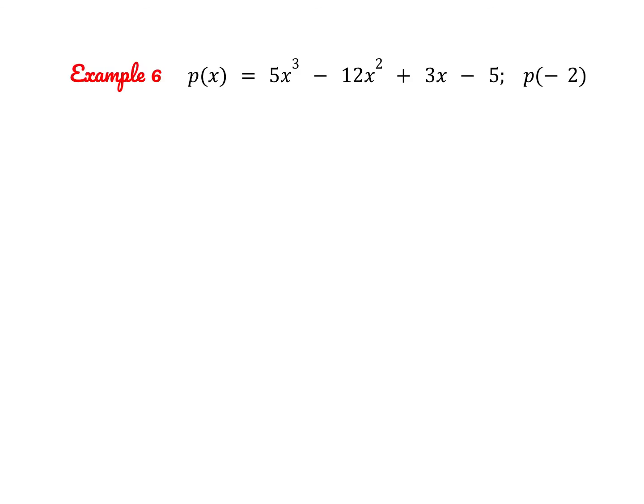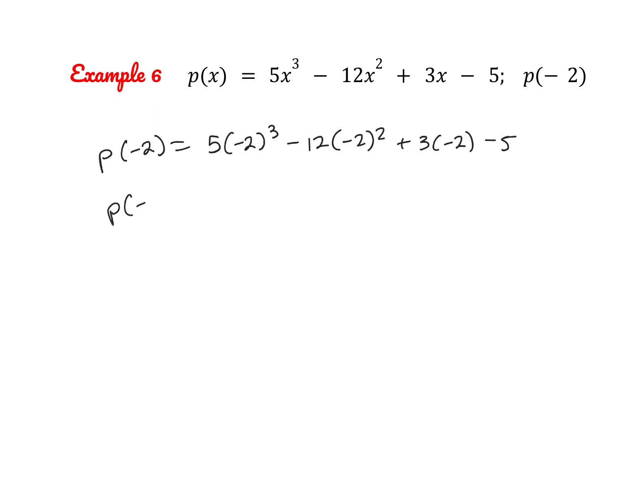Okay, so in this first one, here's our polynomial, and we want to find p of -2. So again, we know we could find p of -2 by hand. So here's how we would do it without the remainder theorem, right? We would just do 5 times -2 cubed minus 12 times -2 squared plus 3 times -2 minus 5. And then you'd have to go through and multiply this out. And you would get -99. Or you could use synthetic division.